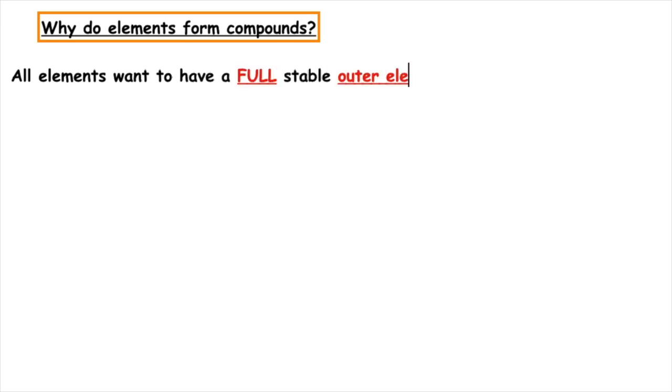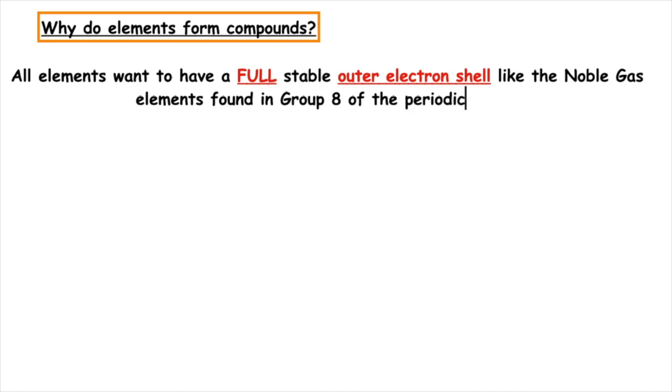Why do elements form compounds? All elements want to have a full, stable outer electron shell like the noble gas elements found in group 8 of the periodic table. What we're focusing on is the energy levels and the maximum number of electrons that can occupy that energy level. This is where we have to look at the electron arrangement of that particular element.